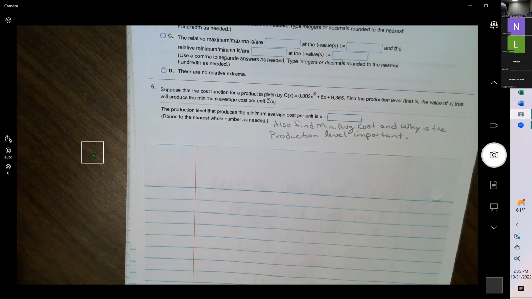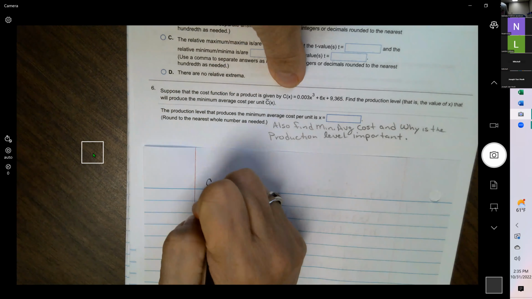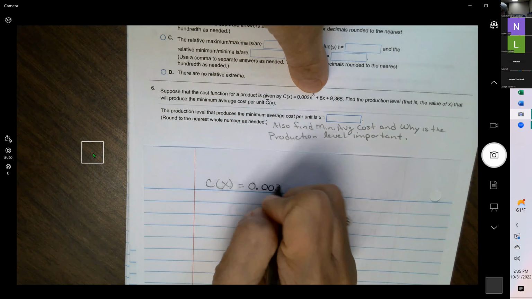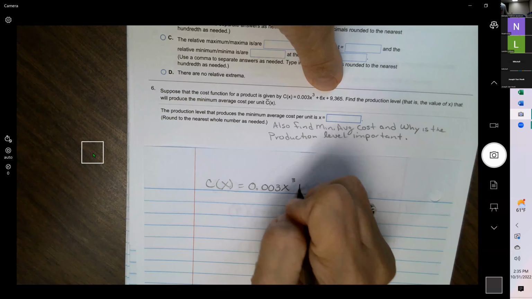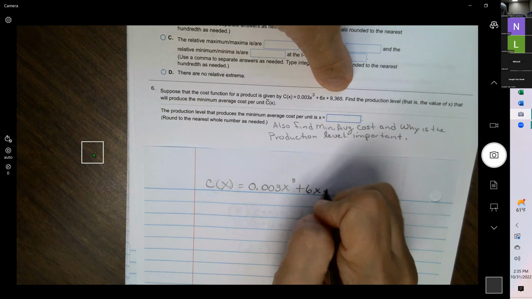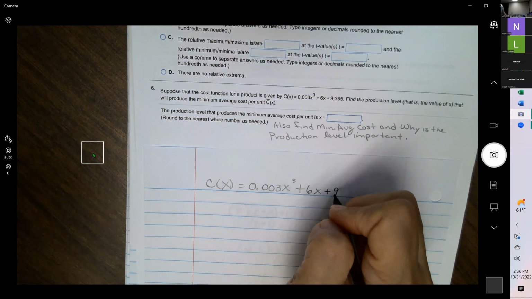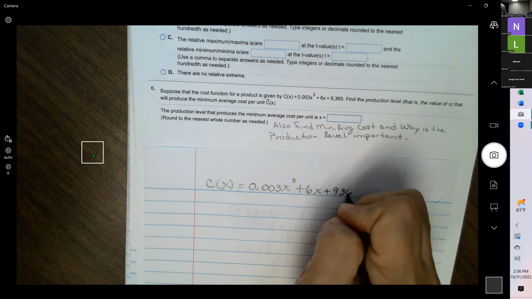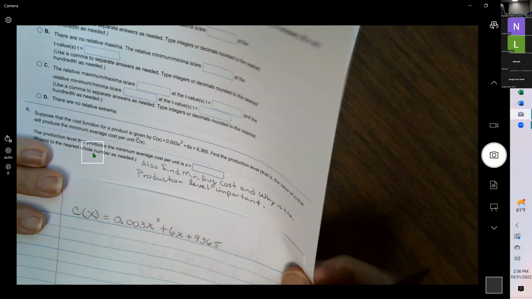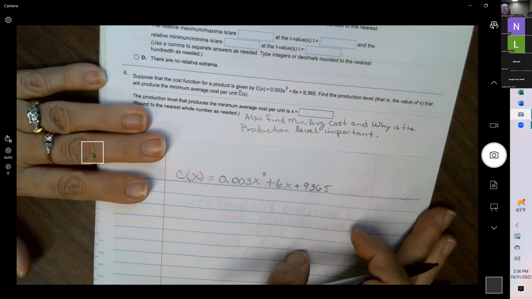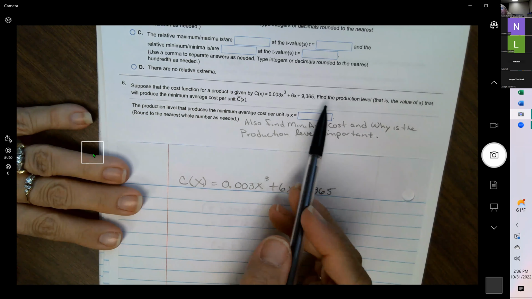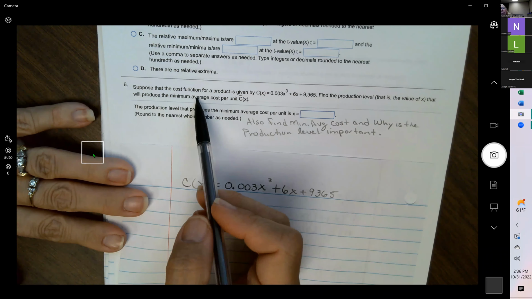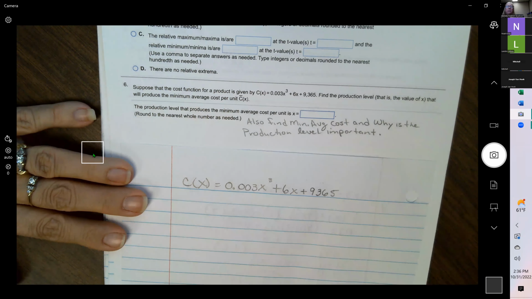Suppose that the cost function for a product is given by 0.003 x cubed plus 6x plus 9,365. Find the production level. That is the value of x that will produce a minimum average cost.